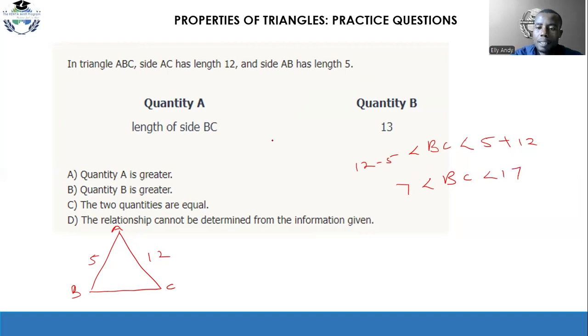Now from this, length BC can be shorter or greater than 13, because for example, if BC is 9, which is greater than 7 but less than 17, then B is greater than A. But if BC is 15, which is also greater than 7 but less than 17, then A is greater than B. So when you have such a contradiction in quantitative comparison questions, then the result is that the relationship cannot be determined from the information given.